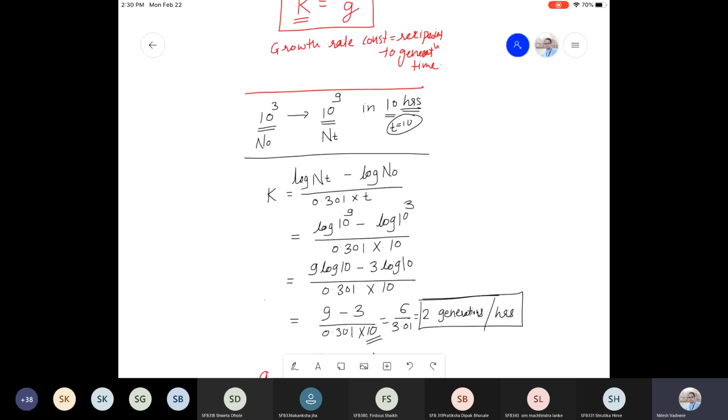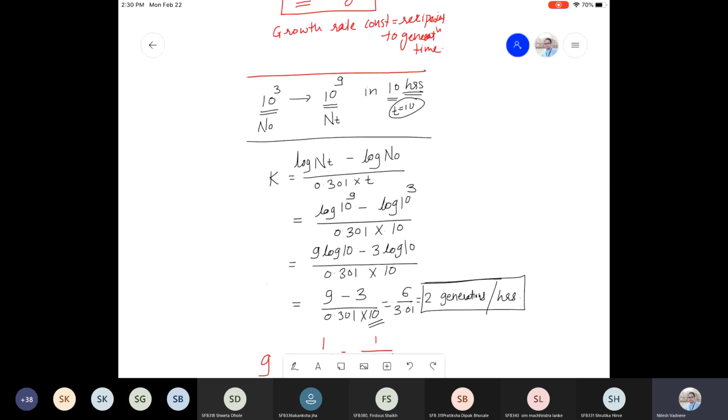Then we solved one problem where the initial number of cells is 10 raised to 3, which changed to 10 raised to 9 after time interval t, or after 10 hours. So we had three values: N0 that is 10 raised to 3, Nt 10 raised to 9, and t is equal to 10 hours. So we substituted it in the equation for growth rate constant, and we got the growth rate constant as 2 generations per hour.